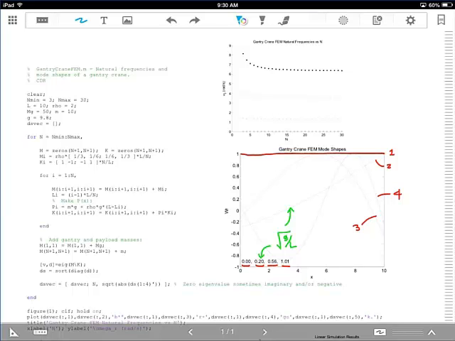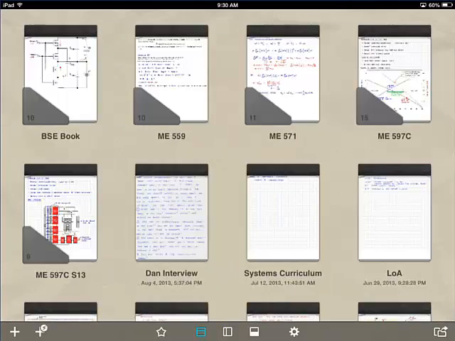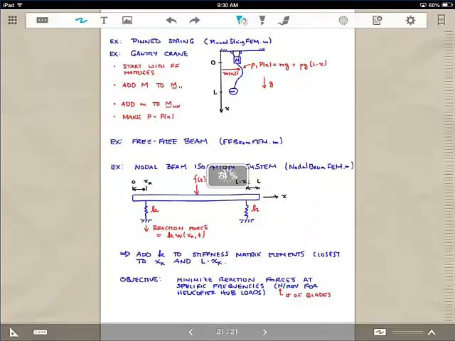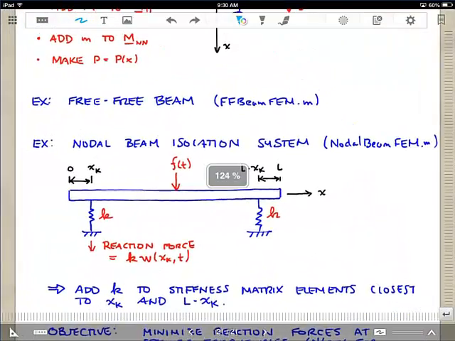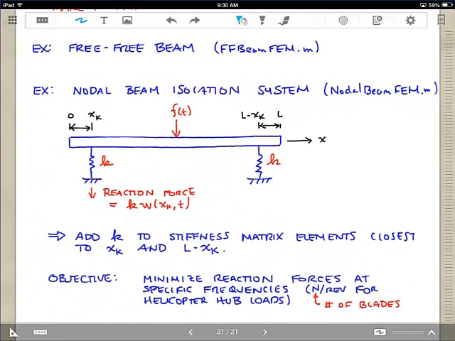Okay, let's look at some beam examples next. If we go back here to our list of examples, these are the next two that we're going to look at. Maybe I'll just describe both of them and then we'll go forward and look at the MATLAB code without coming back to this. There are two problems: the free beam, FFbeam FEM.M, and this nodal beam isolation system.